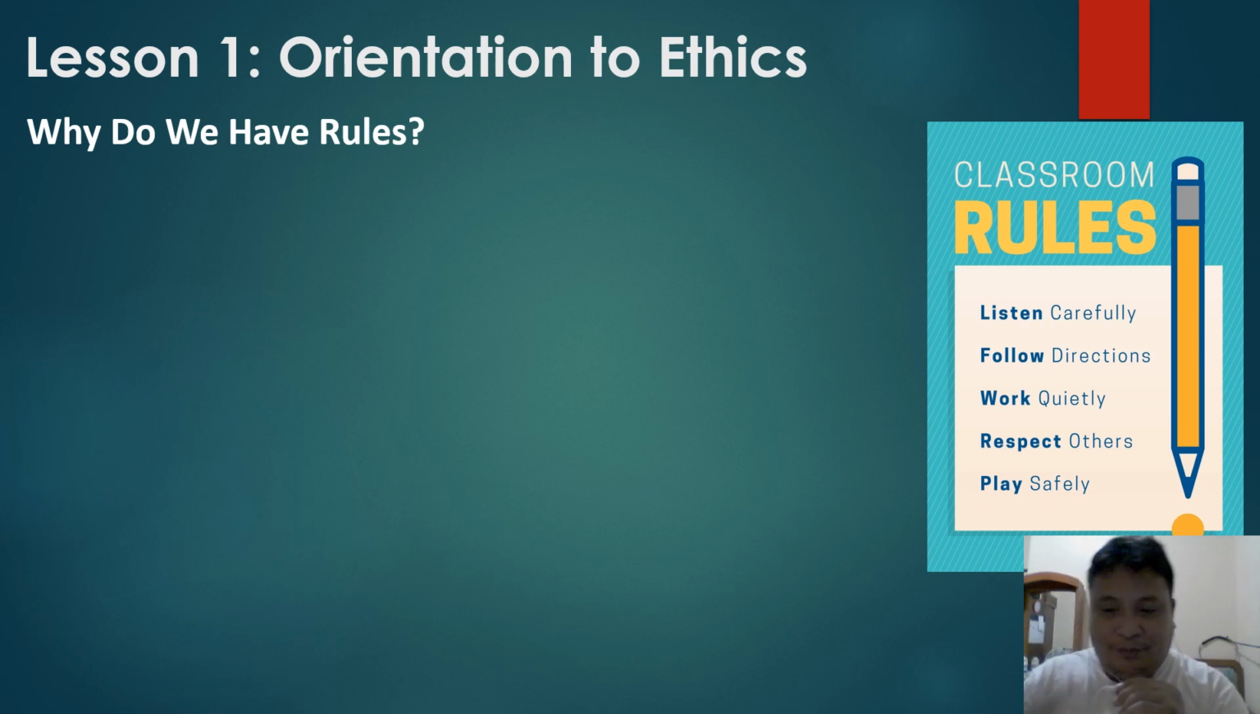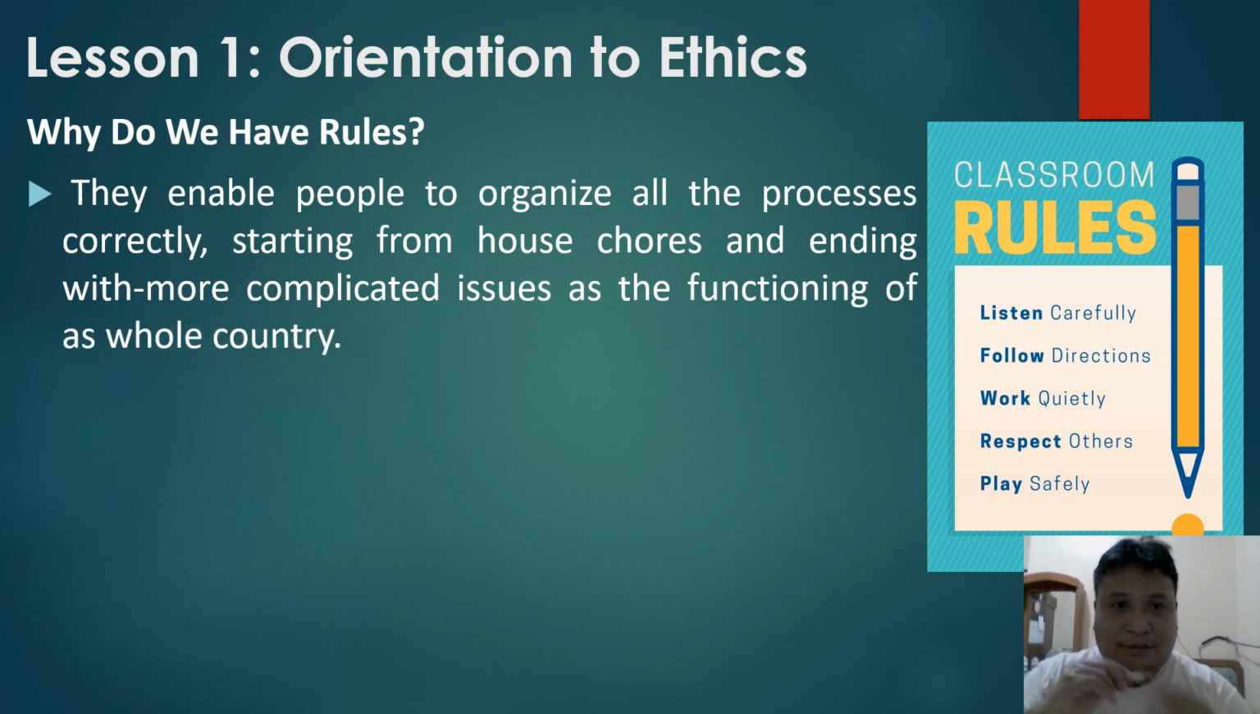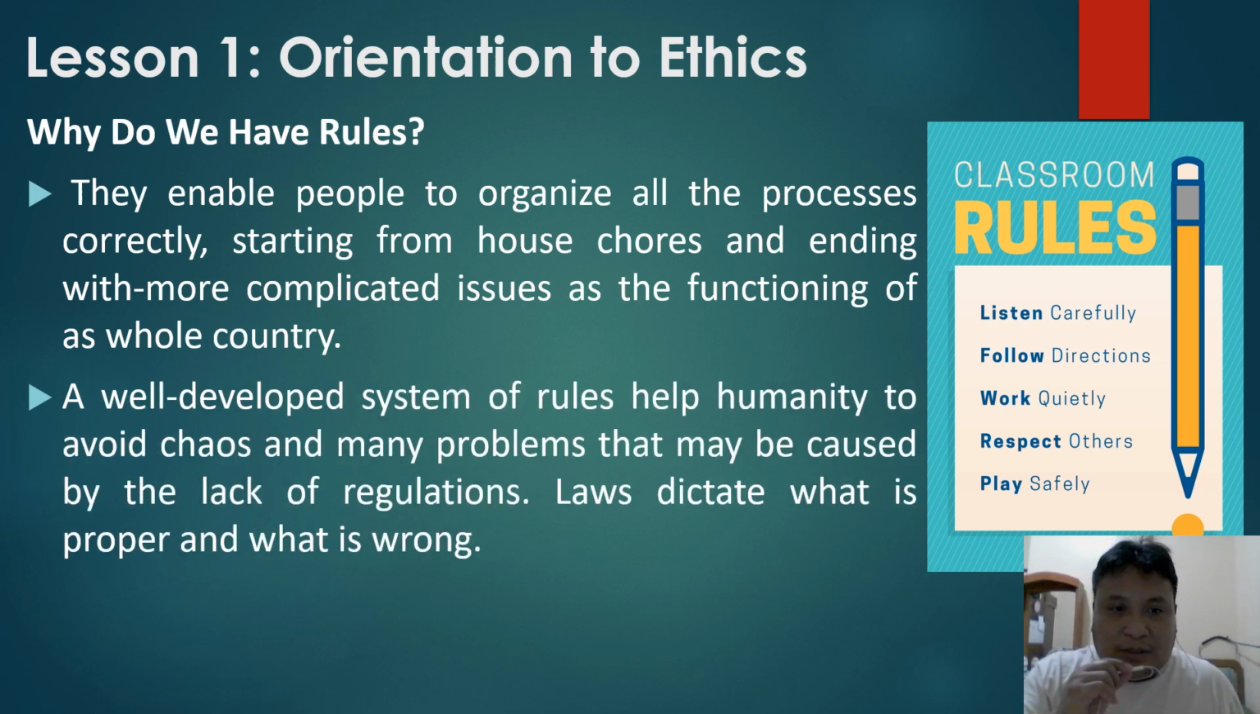So why do we have rules? One of the reasons why we have rules is because they enable people to organize all the processes correctly, starting from house chores and ending with more complicated issues such as functioning as a whole country. Moreover, a well-developed system of rules helps humanity to avoid chaos and many problems that may be caused by the lack of regulations. Therefore, laws dictate what is proper and what is wrong.